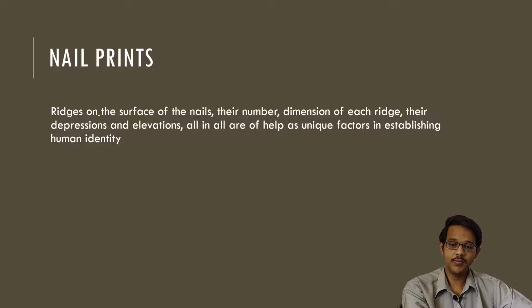Now coming to nail prints, the ridges on the surface of the nails, their number, the dimension of each ridge, and their depressions and elevations are all helpful as unique factors in establishing human identity. So even nail prints, which have ridges that can be studied using a hand lens, can be used for identification of a person.